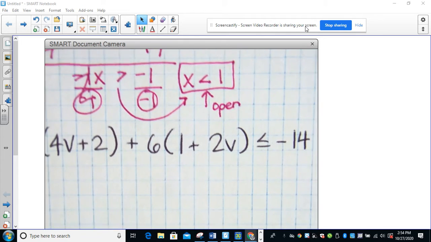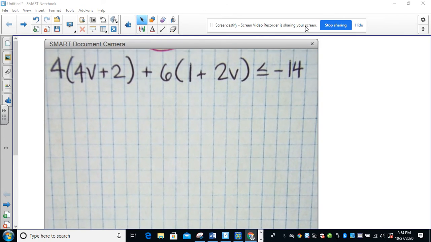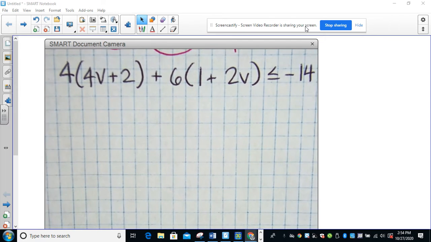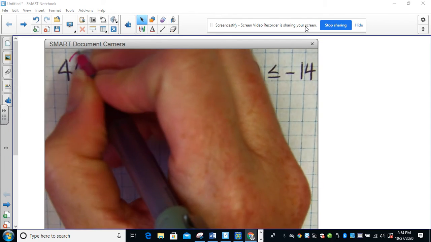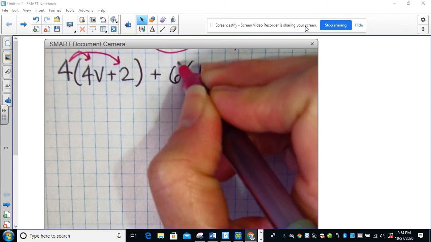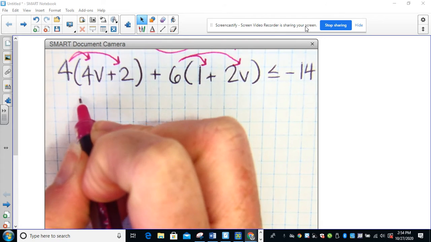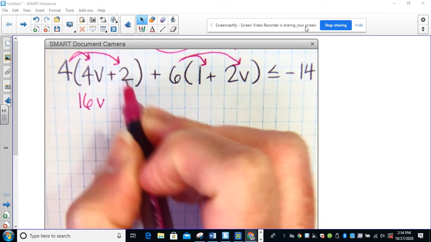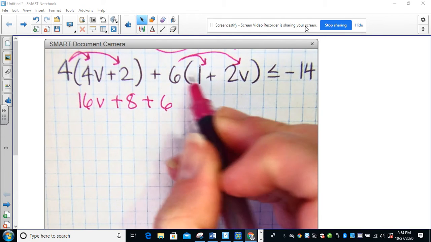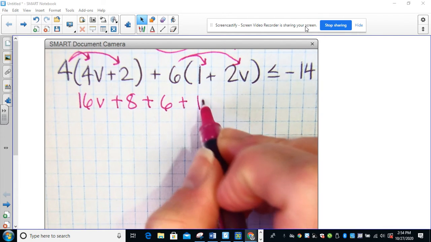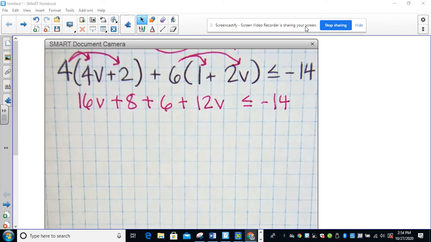So here we're getting super complicated. A little longer. So here we have to do the distributive property twice. So here, here, here, and here. So 4 times 4v, 16v, 4 times 2 plus 8. 6 times 1 plus 6, 6 times 2v, 12v, less than or equal to, bring down the rest.